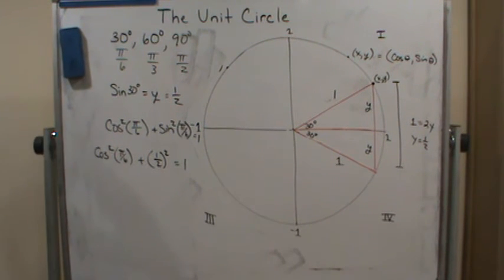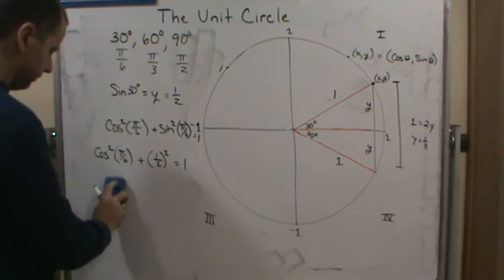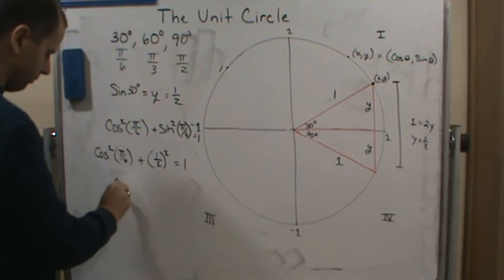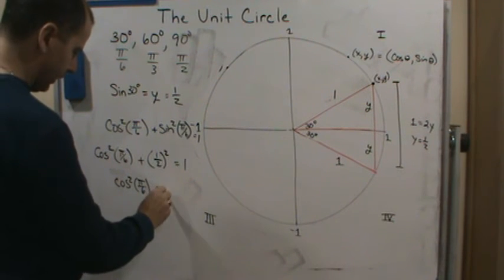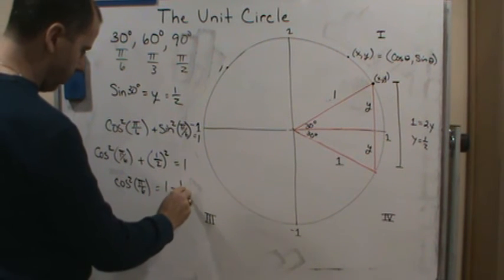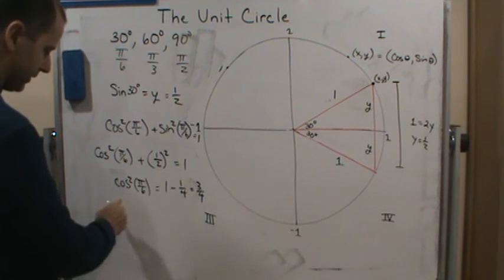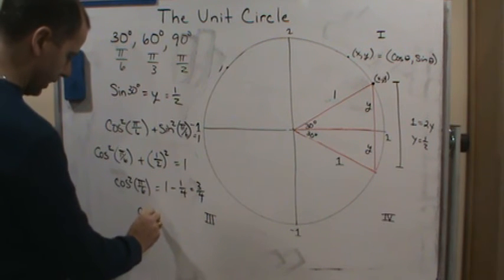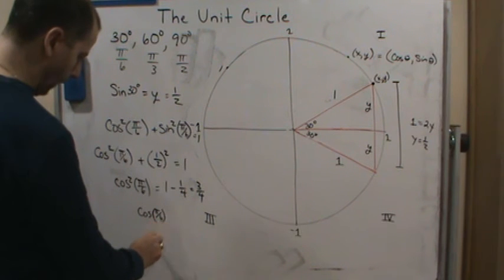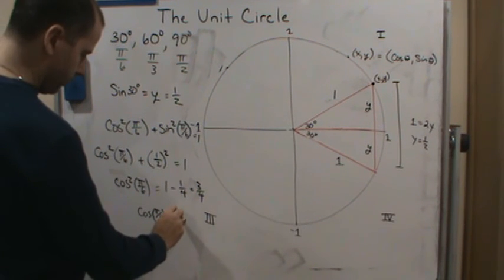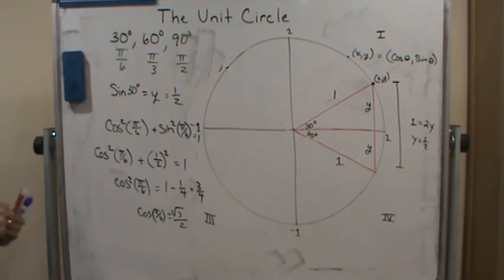So now it's just solving. We get cosine squared of pi over 6 equals 1 minus a fourth, which equals 3/4. And now we're going to take the square root of both sides, and we get cosine of pi over 6 equals the square root of 3 over the square root of 4, which is 2. And we get the square root of 3 over 2.